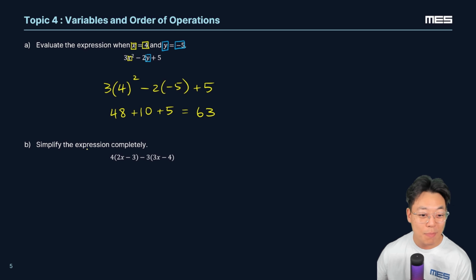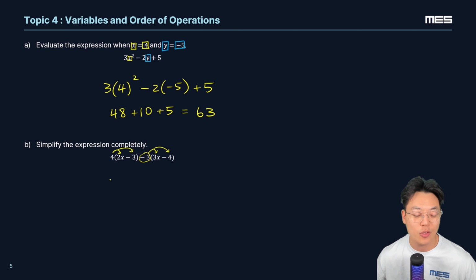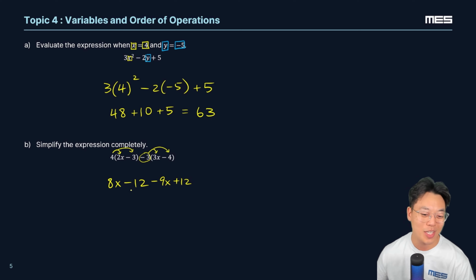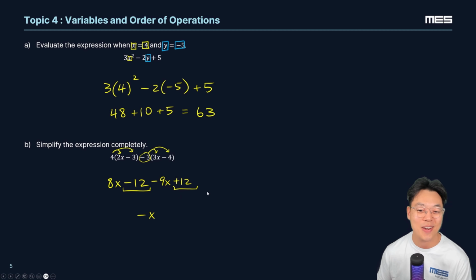Next, we want to simplify the expression completely, which means I need to distribute the coefficient of each of these parentheses to all the terms within the parentheses. So 4 times 2x gives us 8x. 4 times -3 is -12. -3 times 3x is -9x. -3 times -4 is +12. Wow, this is a really cool problem because the constants, the numbers eliminate, leaving us with just 8x minus 9x, which is -x. Very satisfying answer there.